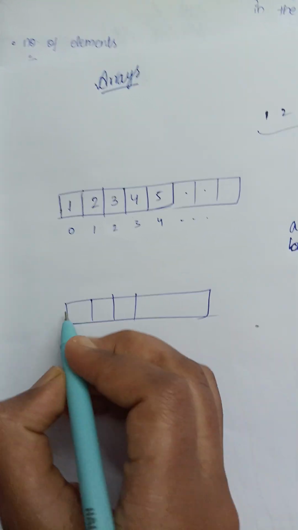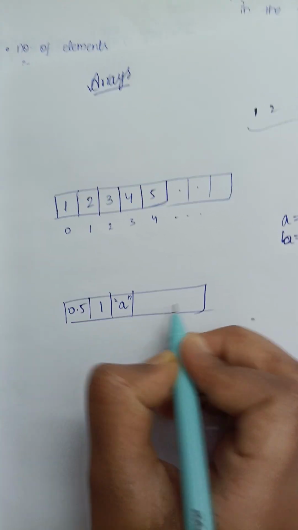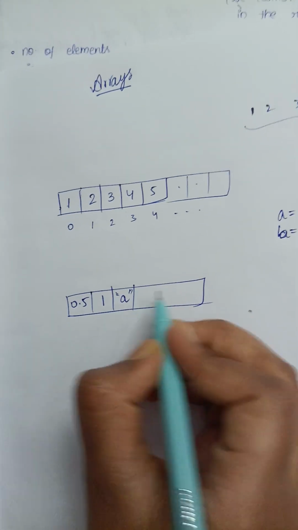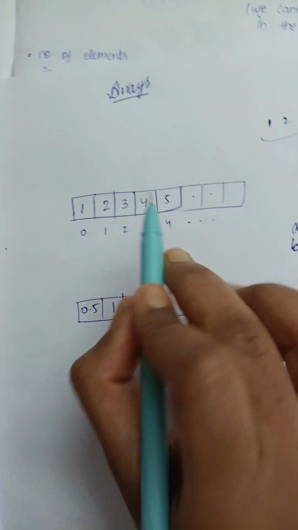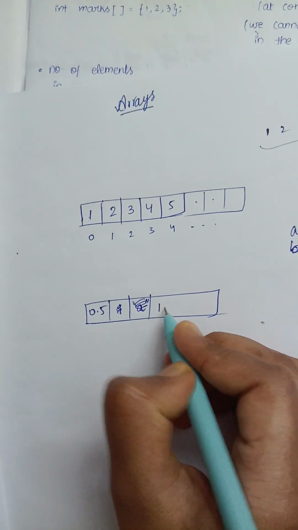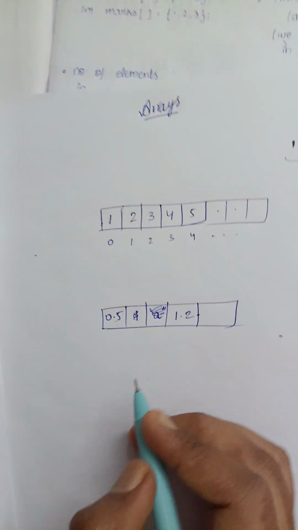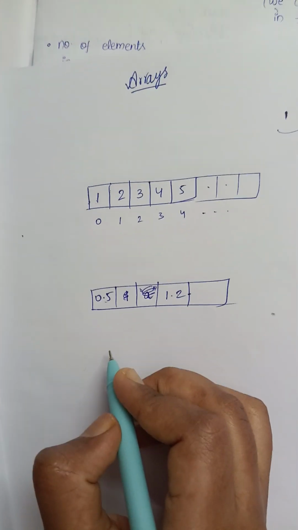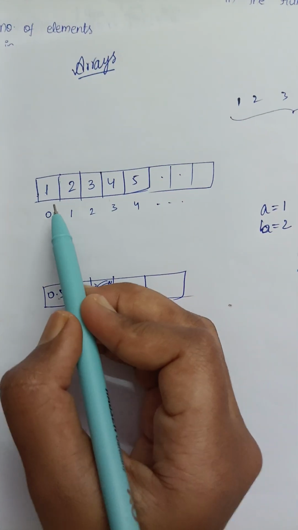We cannot store 0.51 and a character 'a' in this way in an array. An array must contain all the elements of similar data type. The data type here is integer. If we remove these and add something like 1.2, the data type here is float. I hope you are getting this.